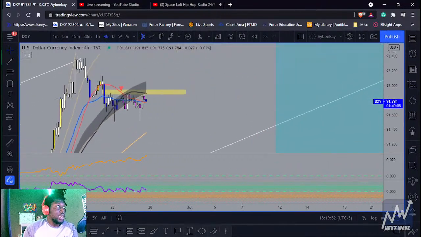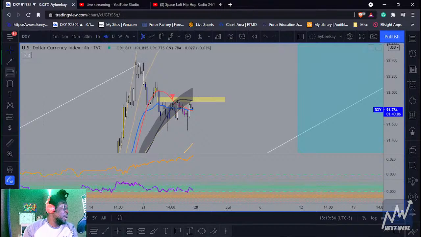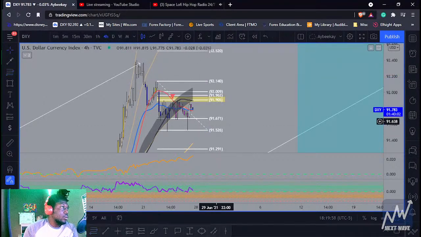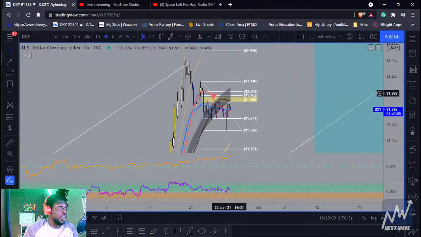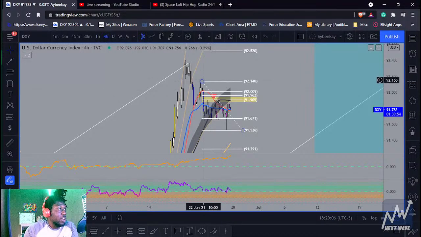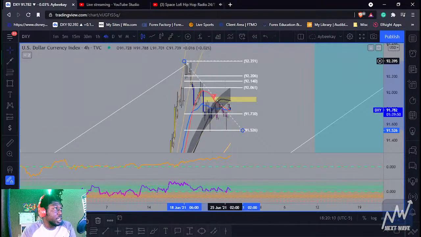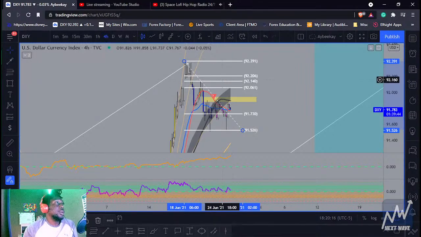Although I do still see the possibility of price still coming up to over here, right? Even up to like 92.0, just 92. I still see price coming up to over there. I also still do see price possibly coming up to 92.140. I still see that possibility playing out.